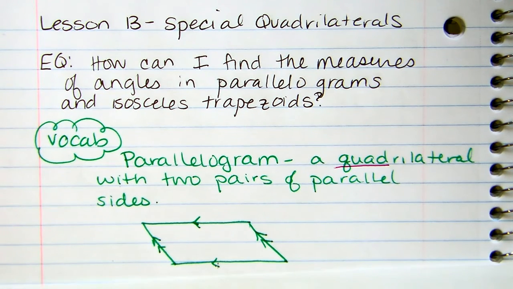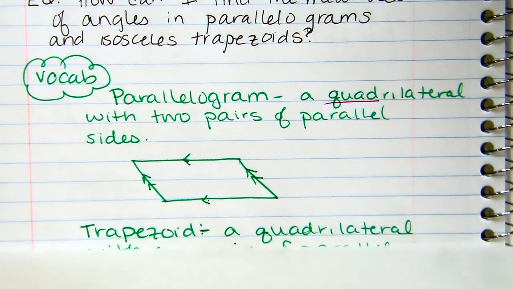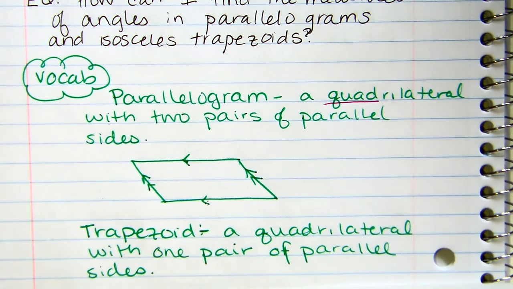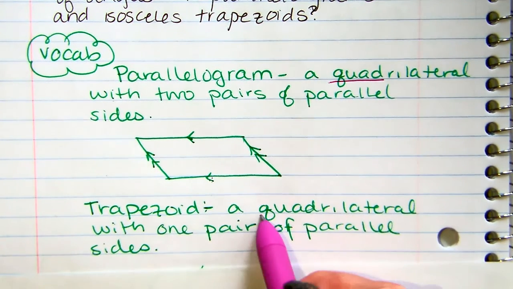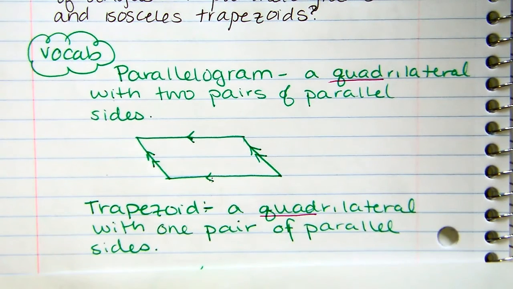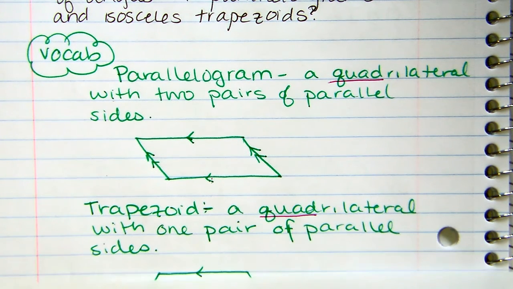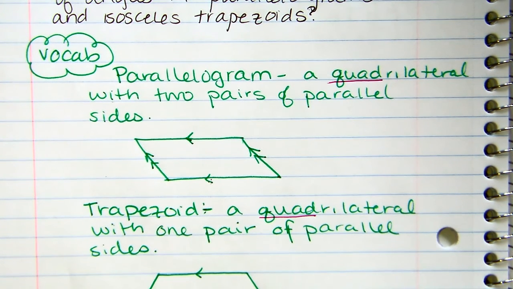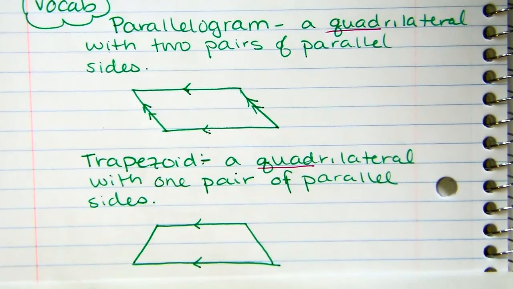Now, the other type of figure that you're going to need to know is what's called an isosceles trapezoid. A trapezoid in general is once again a quadrilateral, meaning a four-sided figure with one pair of parallel sides. Because the types of trapezoids we are going to be working with are isosceles, that means that they will have two sets of sides that are equal.